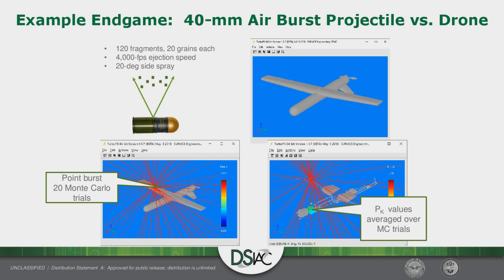And we'll use the drone as a target. The endgame code is a point burst code. So at each burst point, we generate sets of shot lines, randomized, and see what they do against the target, and then repeat that 20 times and average the PKs for everything. Standard point burst stuff.